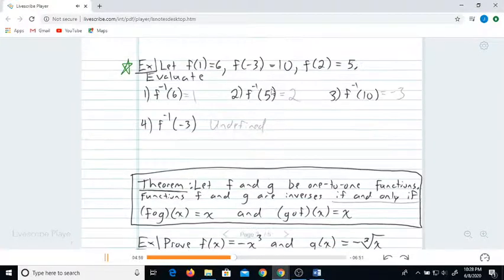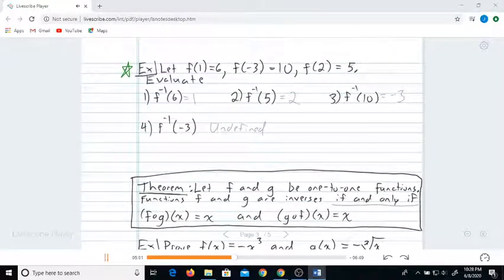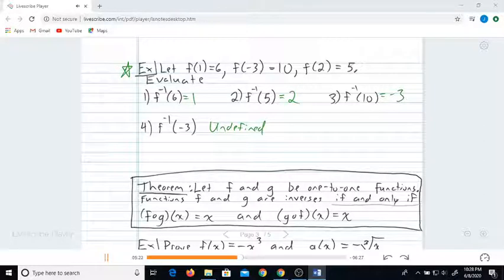So f at 1 is 6, f at negative 3 is 10, f at 2 is 5, evaluate. So the inverse of 6 is 1. All you're doing there is really switching the x and y. F inverse of 5 gets you back to 2. F inverse of 10 gets you back to negative 3. Now you want to be very careful at f inverse of negative 3. So we want to look for a y value of negative 3. There aren't any, so this is actually undefined.